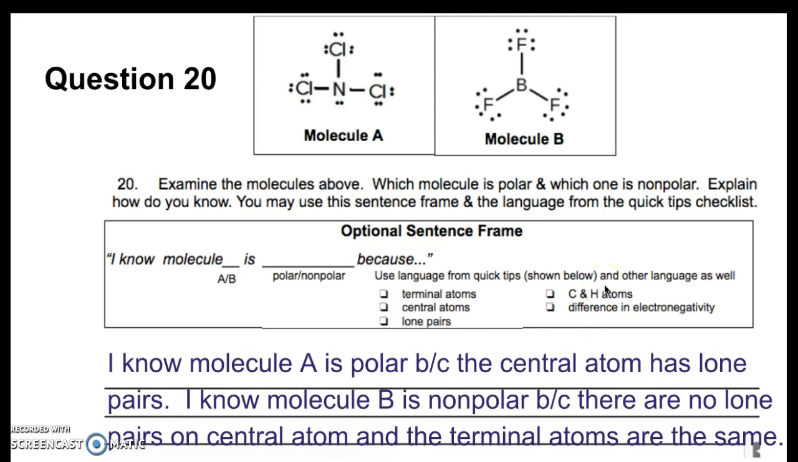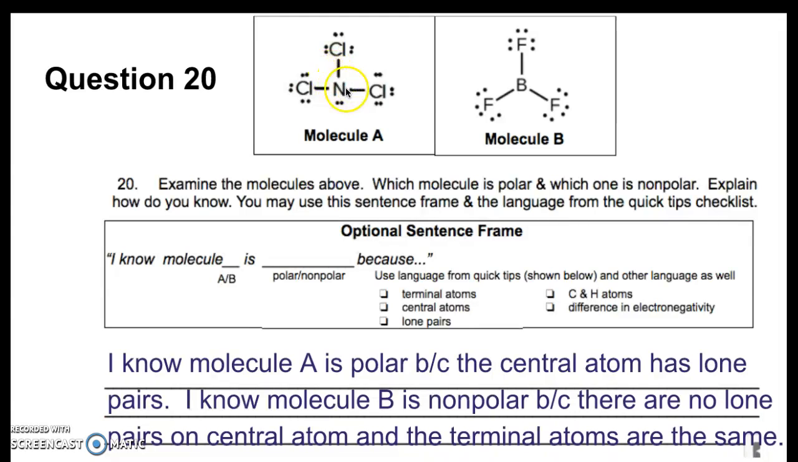All right, last one, question 20, is examine the molecules above, which molecule is polar and which one is nonpolar, and explain how you know. So for this, you needed to explain both, because it's asking which one is polar, which one is nonpolar, and explain how you know for each of them. So the way the points are broken up here is, starting with molecule A, you know that it's polar, so molecule A is polar, that's a quarter of a point, so 0.25 or 1/4, for saying that molecule A is polar, and then the explanation for that would be another quarter.